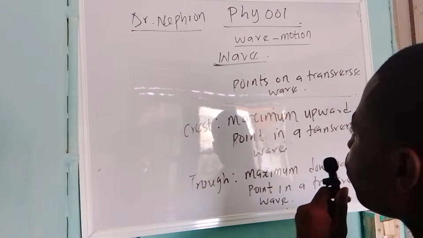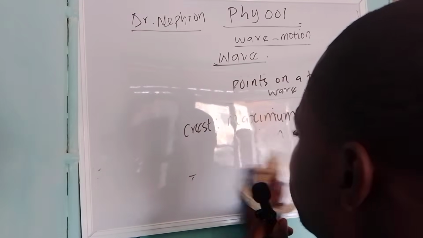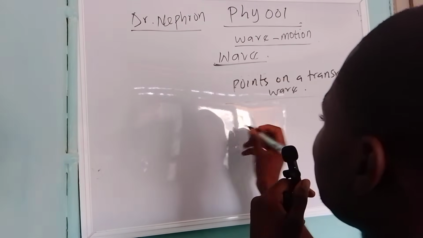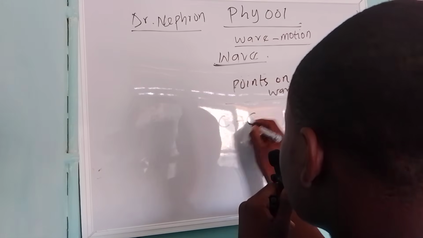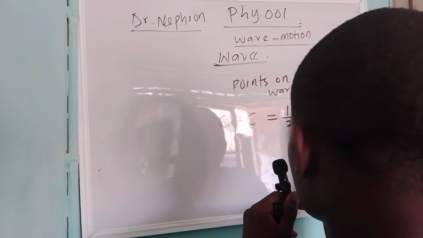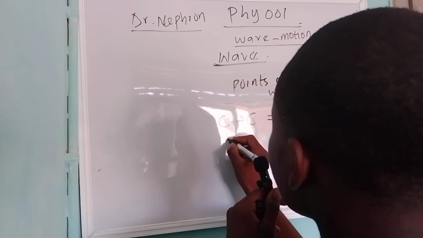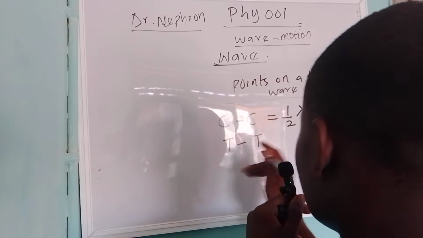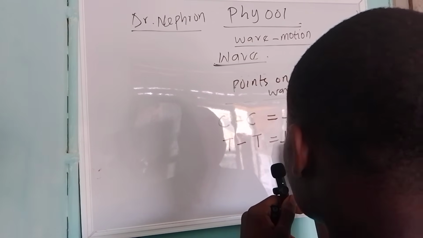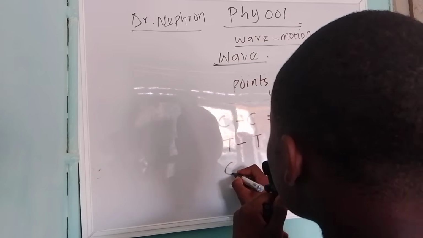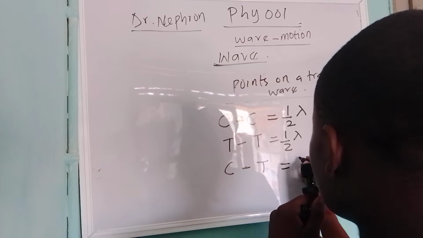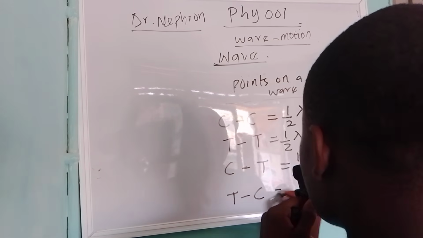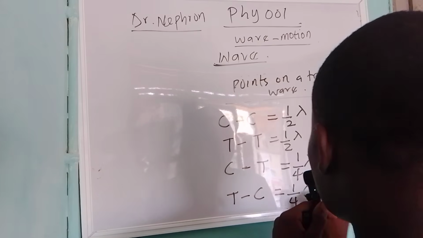Now, what is the next thing that we have to know? Note down that crest to adjacent crest is also 1/2 lambda. Do you get it now? Trough to adjacent trough is also 1/2 lambda. Now, crest to trough is 1/4 lambda. Trough to crest is also equal to 1/4 lambda. Do you get it now?